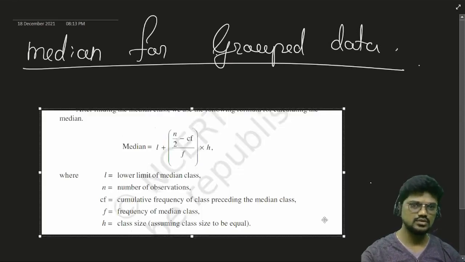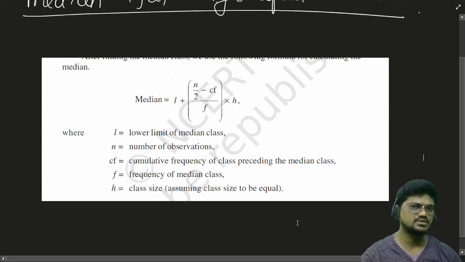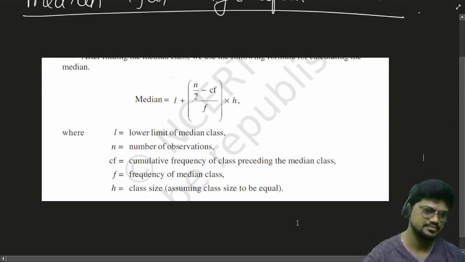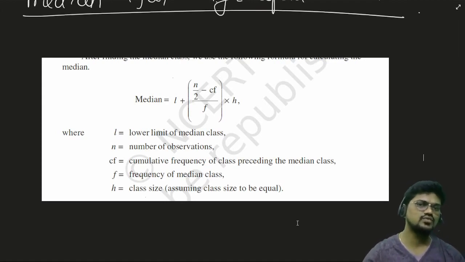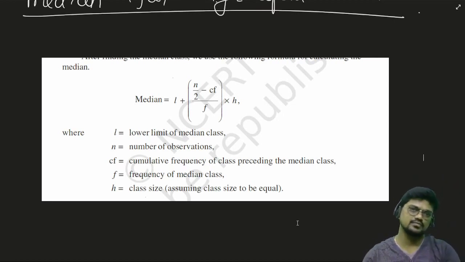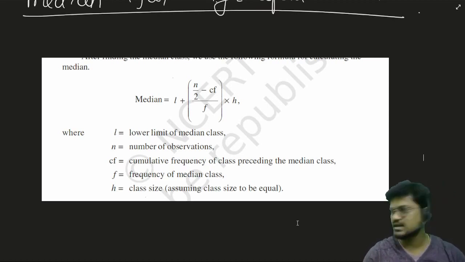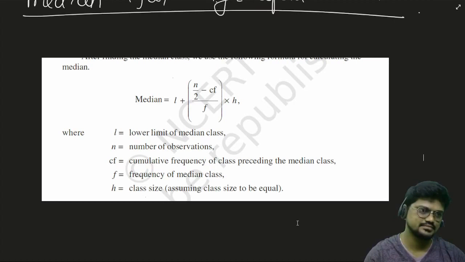You can write down this formula in your notebook, or if you have your textbook, open it and just mark it. This will be the formula to find the median of a grouped data. We'll be using this formula. So this is 1 or L? L. L is again the lower limit of the median class.